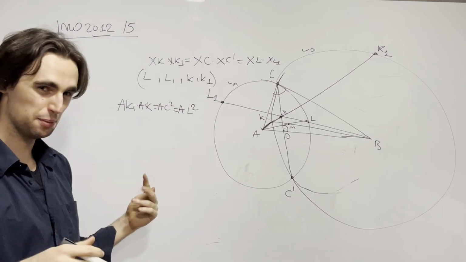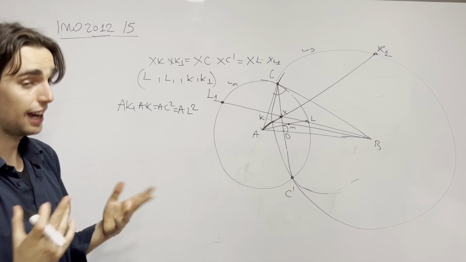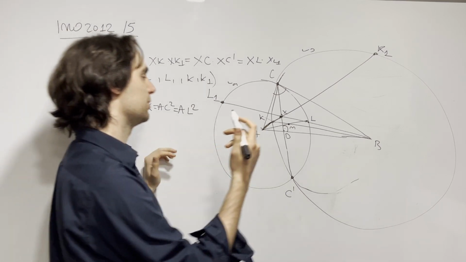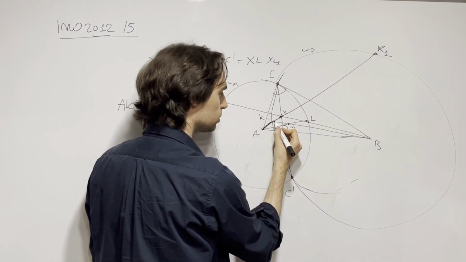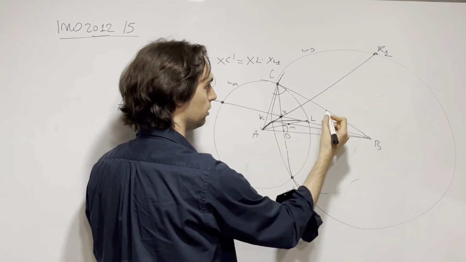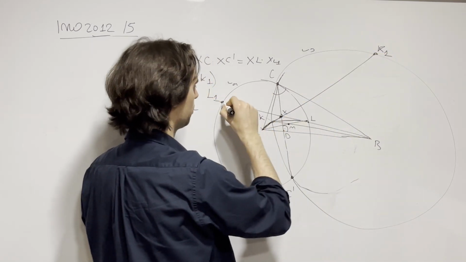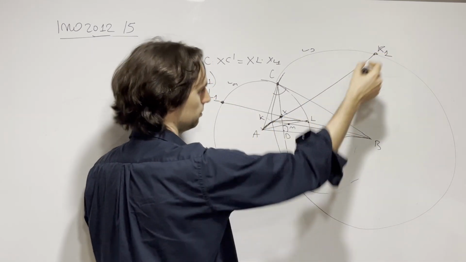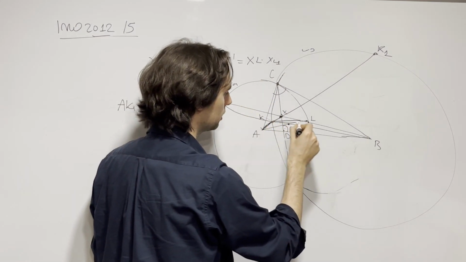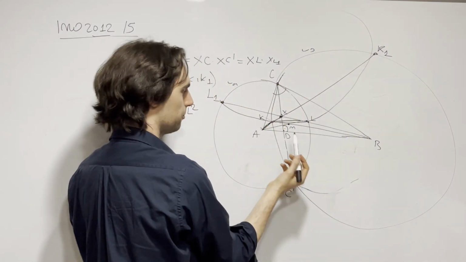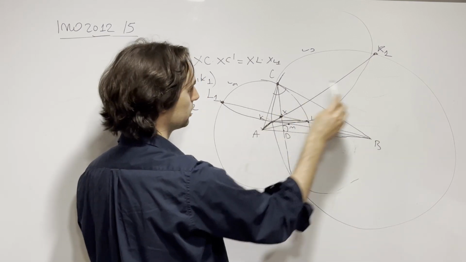I think you can finish it up if you take 10 minutes and try to finish up the problem from here. And the thing is, you have AL squared is AK times AK1. So AL is actually a tangent to the circle around K, L, L1, K1. But that's a circle around all of these points. So AL is actually a tangent to this circle called W.